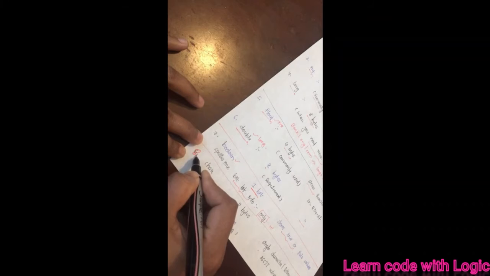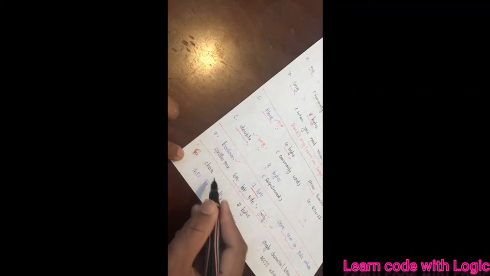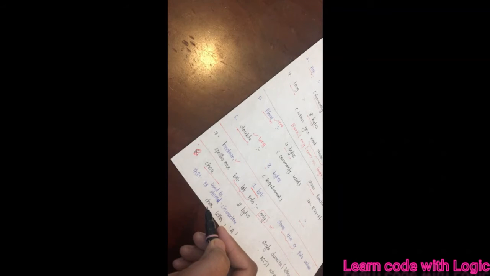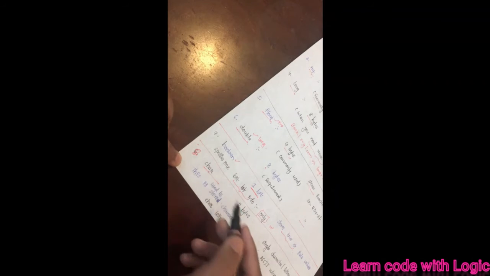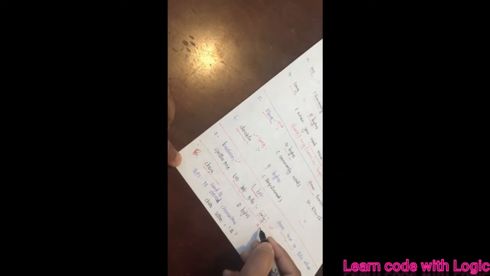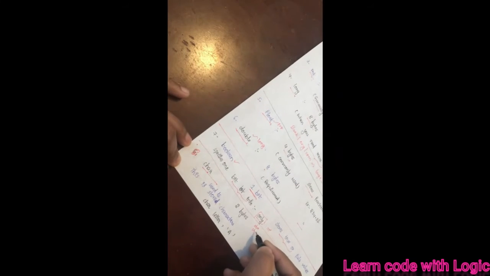The last data type is character, that is char. Be careful with the words and spellings. All the keywords are already defined by Java. So finally the last one is char. Char is used to store characters and ASCII values.